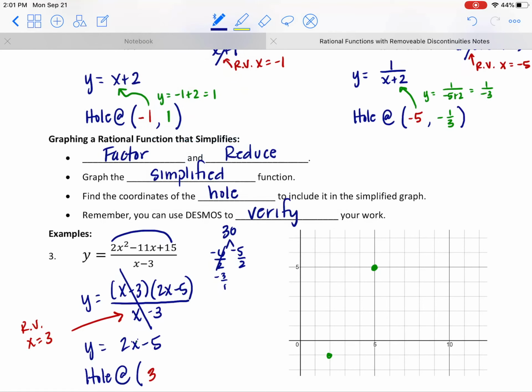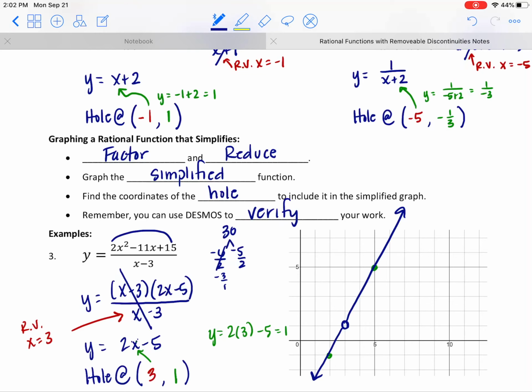So 3 is the x value in the coordinate for the hole, and then to find the y value that goes with that, I'm going to plug that x value into my simplified function. So y is going to equal 2 times 3, which is 6, minus 5, which is 1. So the coordinate for the hole is going to be at (3, 1). So at (3, 1), I'm going to make a hole in this graph. Okay, so now from here, I just want to make this look proper. There you go. That's what your picture should look like.